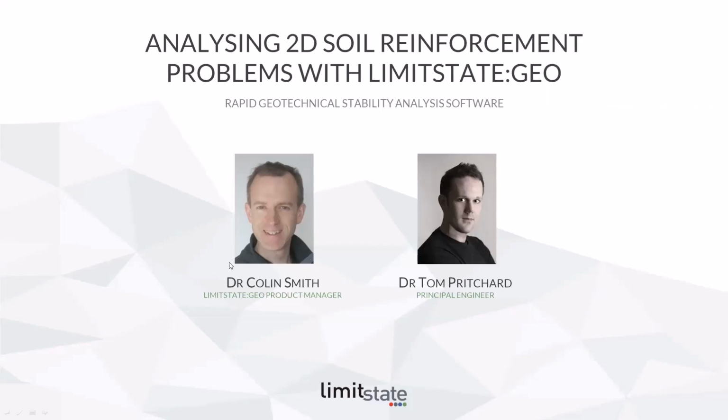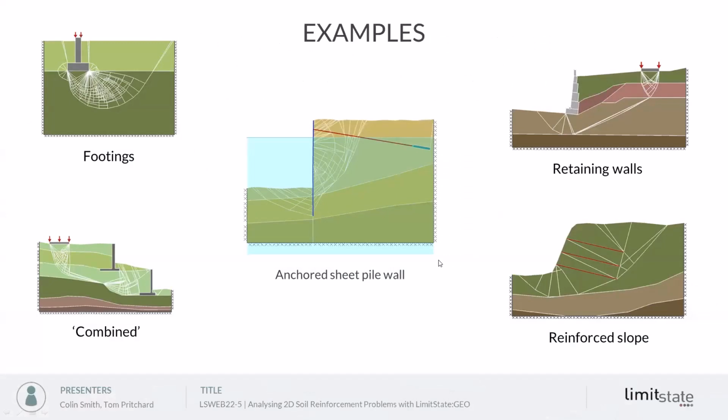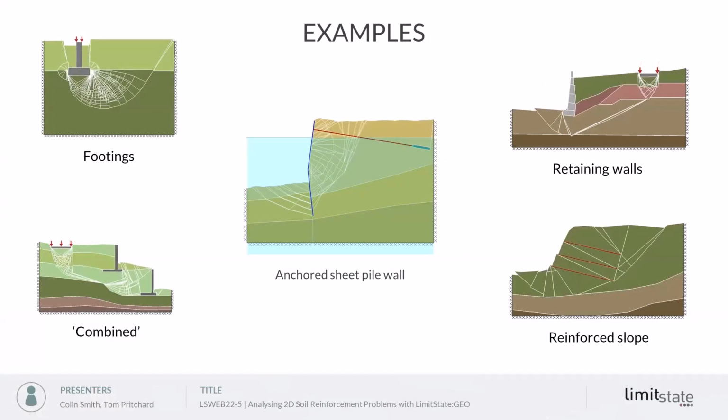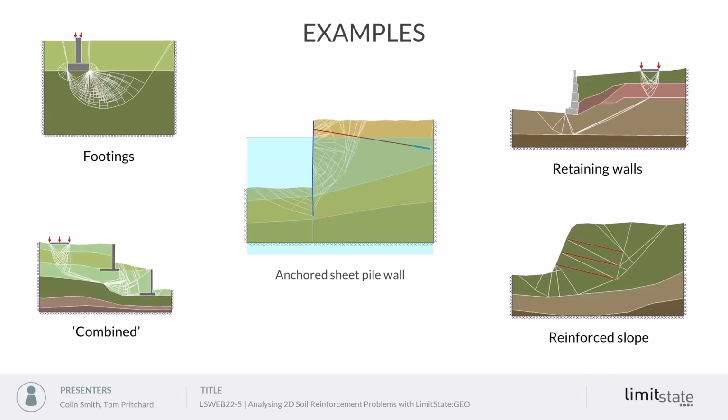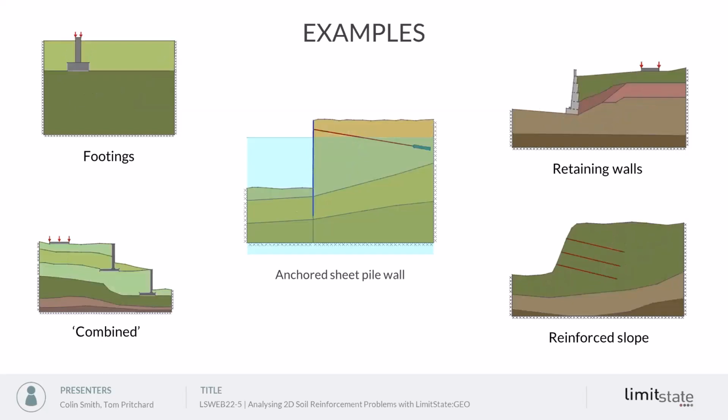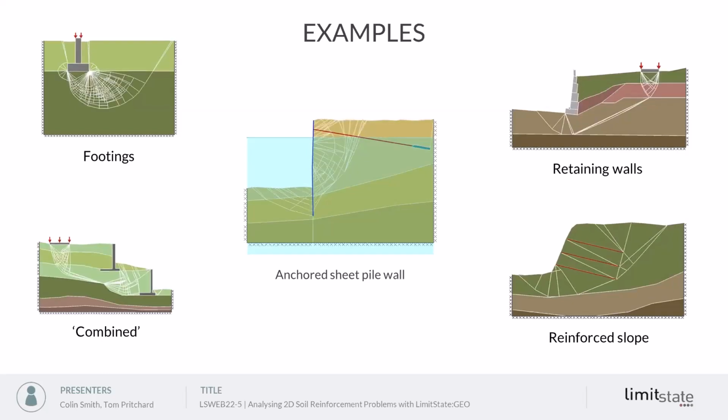Okay, thank you, Tom. Just to whet your appetite, we'll kick off with a slide showing a selection of problem types that can be solved by the LimitState GEO software. As you can see, the software has been designed to identify the critical collapse mechanism for any problem type in the form of a slipline mechanism.